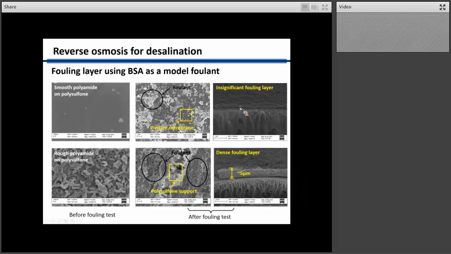If you compare that to the rough layer, so here we have a rough polyamide film on top of a polysulfone support, we have much less pristine membrane. We have a lot more foulant building up, and we get something like a 5-micron fouling layer. So looking at that data, you think it's clear that the roughness of the membrane is leading to more fouling of the membrane. It's not quite as simple as that.